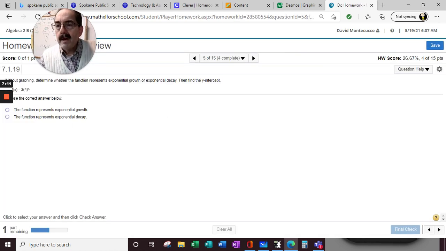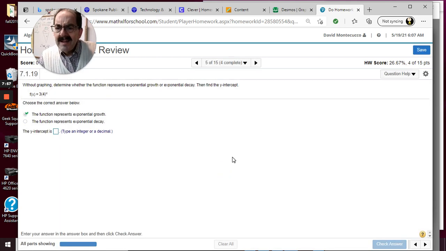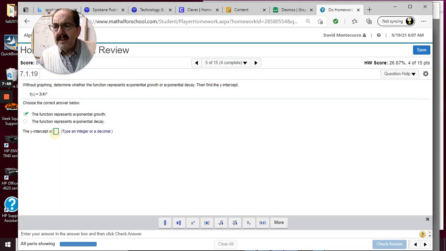All right. 4 to the x. It's multiplying by 4 every time. That's a growth function. Okay? And the y-intercept: anything to the 0 power. 4 to the 0 is 1. 1 times 3 is 3.